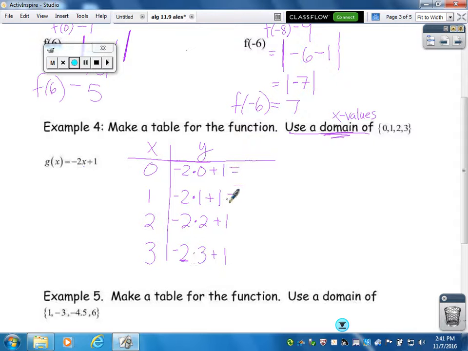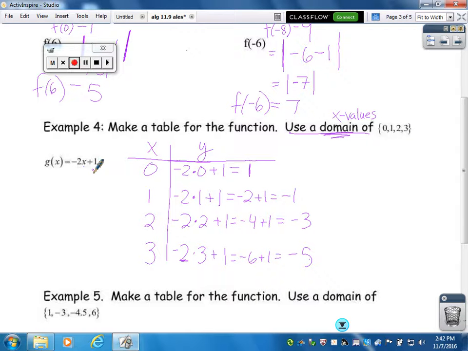So my range values, my y values here, my outputs. Let's see what we get. Negative 2 times 0 is 0 plus 1, which is just 1. Doing a little mental math here. Negative 2 times 1 is negative 2 plus another 1. So it's negative 2 plus 1, which is negative 1. Then we get negative 4 there, plus 1, which is the same as negative 3. And then we've got negative 6 plus 1, which is the same as negative 5. Notice a pattern. Each time it's going down by 2, but we started at 1.